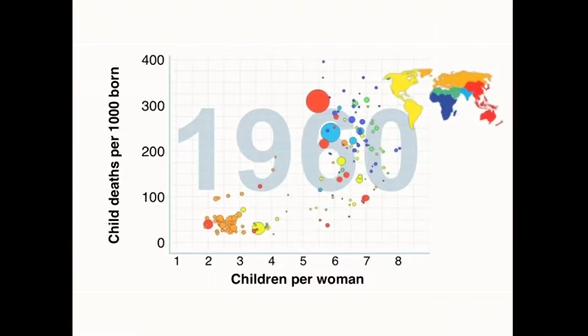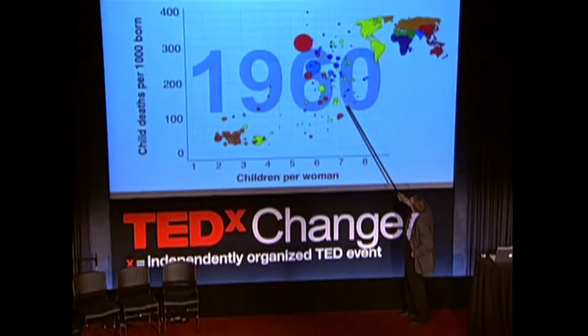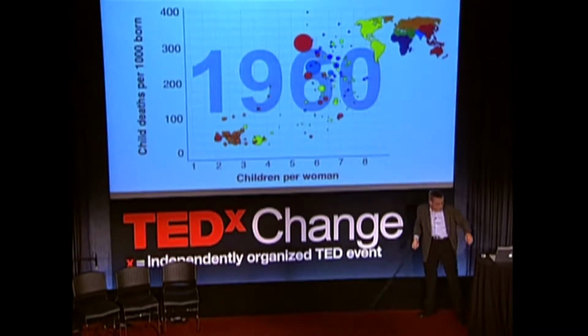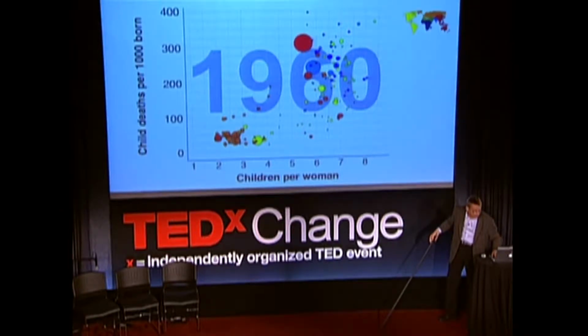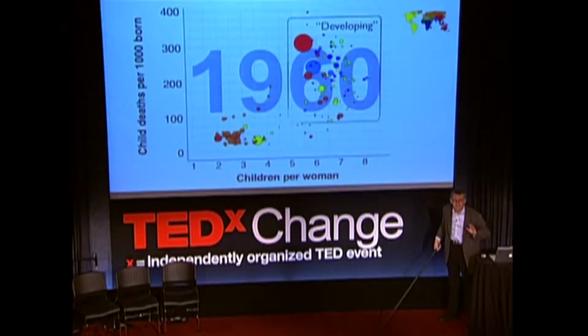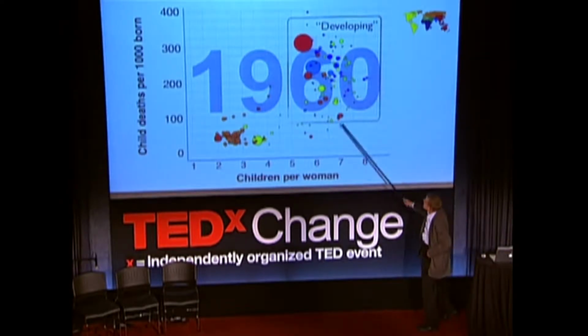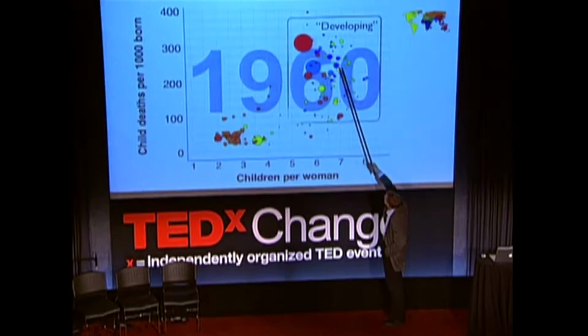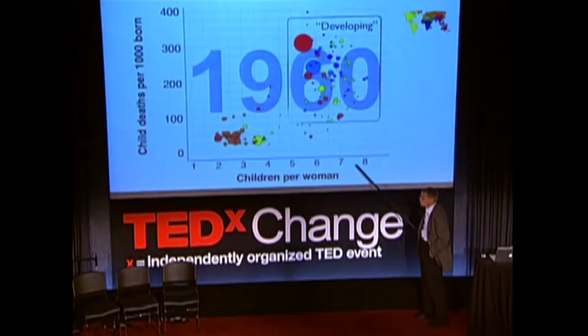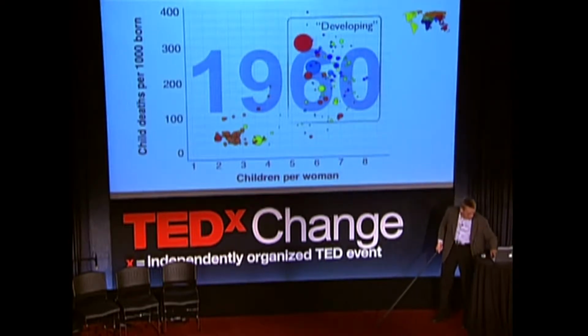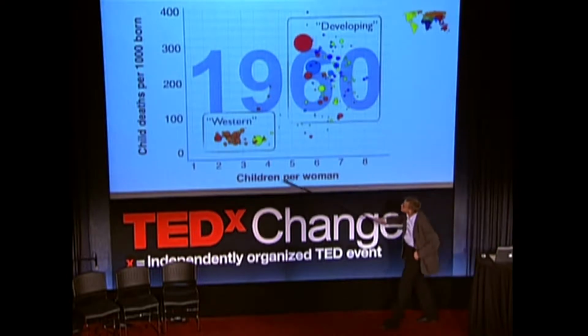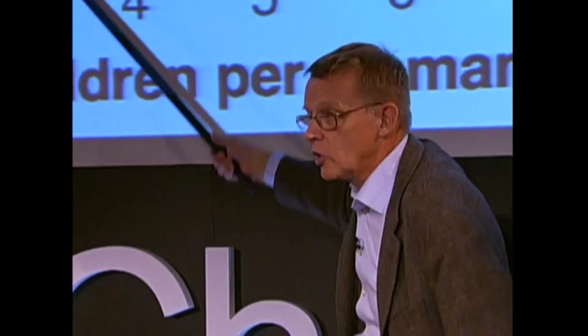This is once again 1960, 50 years ago. Each bubble is a country. The color, you can see the continent. The dark blue here is sub-Saharan Africa, and the size of the bubble is the population. And these are the so-called developing countries. They had high or very high child mortality and family size 6 to 8. And the ones over there, they were the so-called Western countries. They had low child mortality and small families.